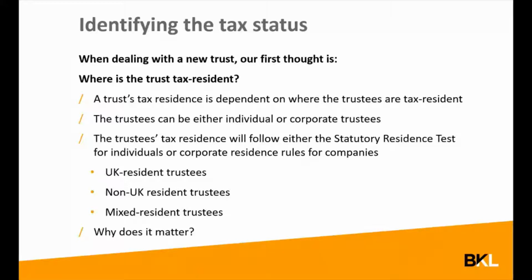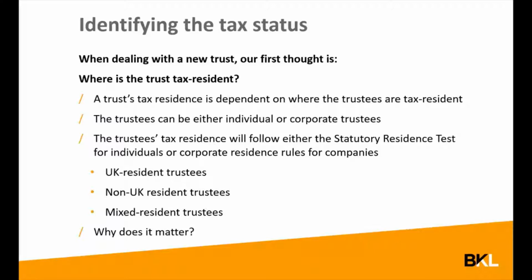Right, identifying the tax status of a trust. Well, the first thing that we always look for when we have a new trust is to try to identify what the tax residence of that trust is. Now, the tax residence of a trust is unsurprisingly dependent upon where the trustees are resident. Now, there are broadly two types of trustees. You can have individual trustees and corporate trustees.